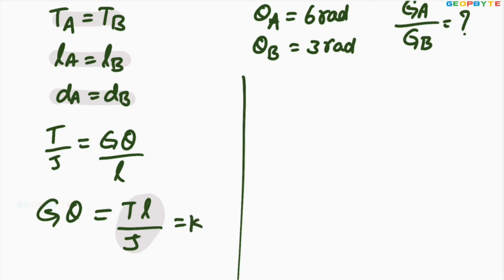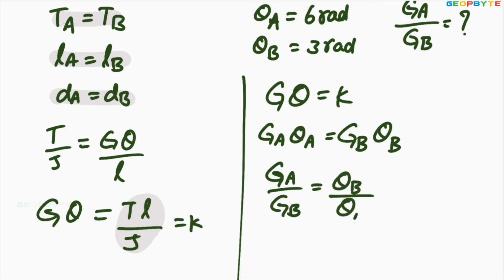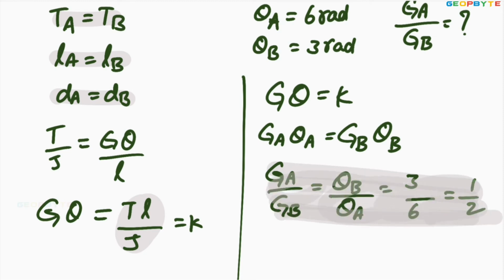It means the product of the shear modulus and angle of twist remains constant. That means GA theta A equal to GB theta B. Then GA by GB is equal to theta B by theta A. Here theta B is 3 radians, theta A is 6 radians. It is equal to half. That is the answer. I hope all of you understood. GA by GB equal to 1 by 2.